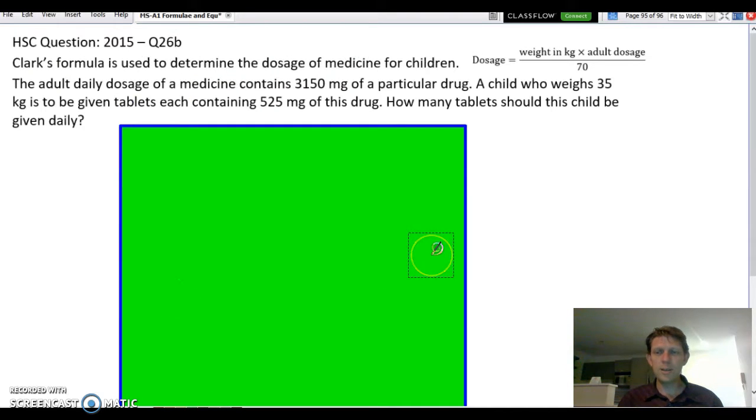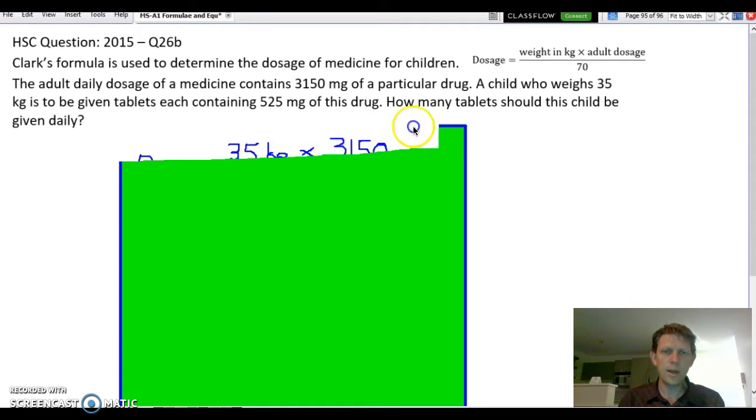And the last question in algebra is a little bit of a curly one. It looks like a simple question regarding the dosage, and we've been given the dosage formula we need to use there, which is Clark's formula. There's a little bit of a curveball thrown at the end that once we work out the dosage, we've got to work out how many tablets that'll be. So let's start from the start.